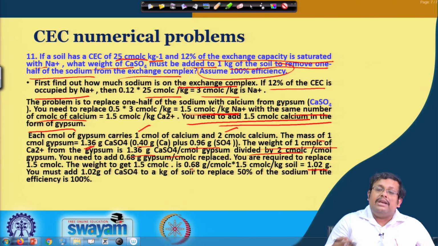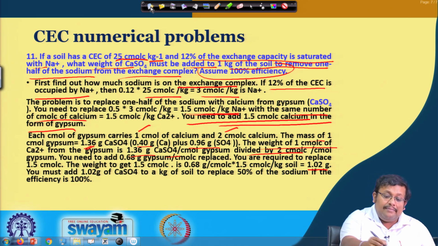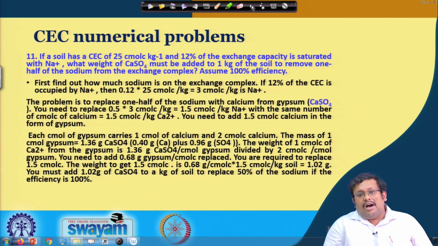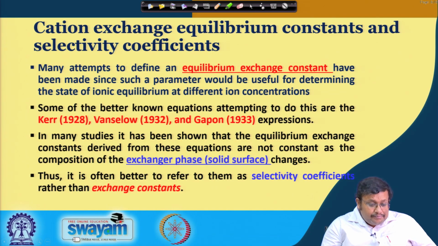So, right now, when we want to replace 1.5 centimole charge, we have to multiply 0.68 by 1.5. That will give 1.02 grams. So, that amount of calcium sulphate needs to be applied to the soil to replace half of the sodium from the exchange complex. So, this is how we solve these different types of cation exchange capacity related numerical problems.